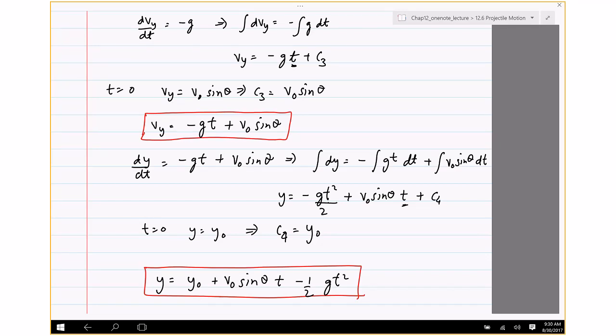Okay, any questions on this? I hope you guys are reading the textbook. Yeah. Earlier on, how did you get C3 equals V naught sine theta?